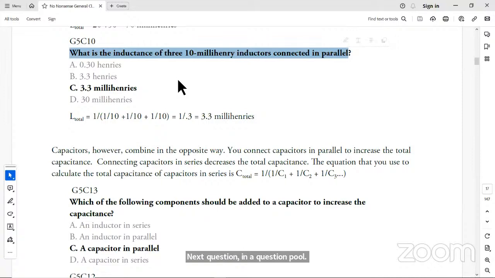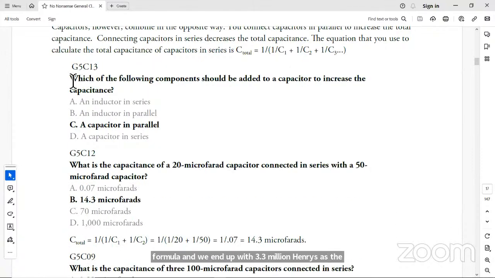Next question in the question pool. What is the inductance of 3 10 millihenry inductors connected in parallel? Right. So we did this also as a worked example. And we saw it's 3 equivalent value inductors and they are in parallel. So we use the appropriate formula, which is the reciprocal formula, and we end up with 3.3 millihenries as the answer.